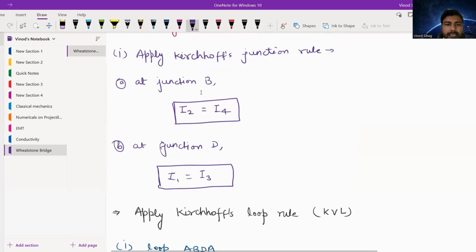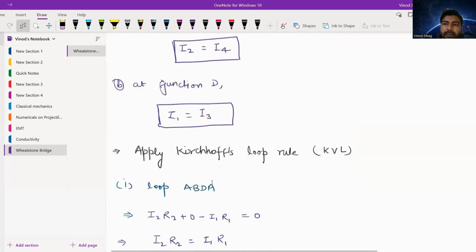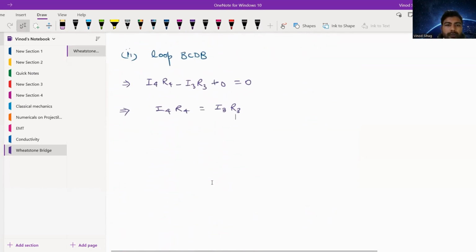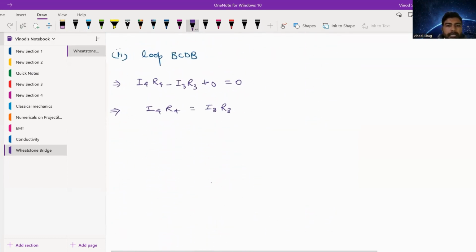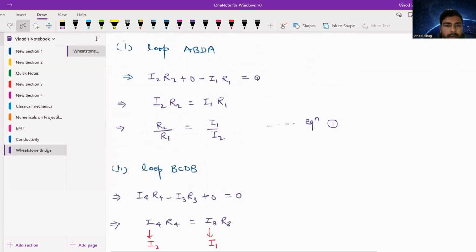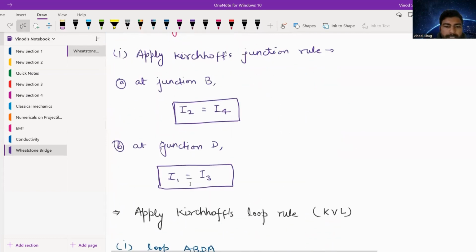Now as we can see here, I2 is equal to I4 and I1 is equal to I3. So we'll put this in the equation. Let me mention here, this I4 is nothing but I2, and I3 is nothing but I1. You can see again, I1 is I3 and I2 is I4.